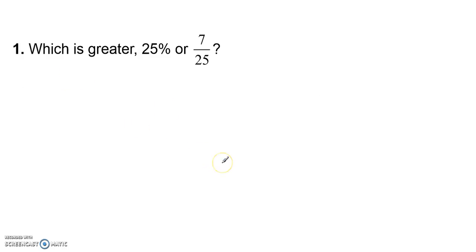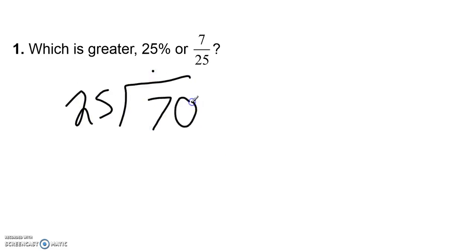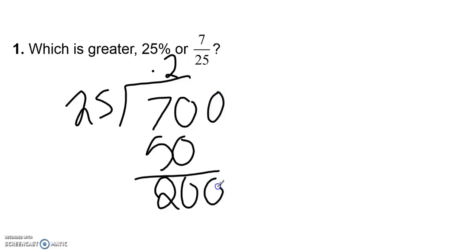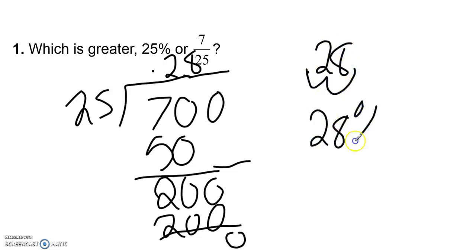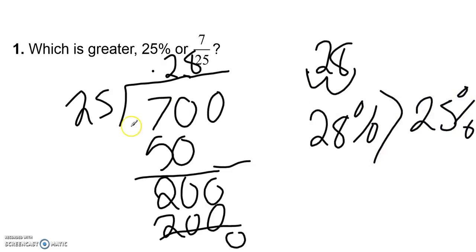Okay, which is greater? So we're going to put 25 out here, 7 in here, put a dot there, 0. This is going to be 2 because that's 50. And then that's 20 left over. Bring down a 0. And that is 8 because 25 goes into 200 8 times. So that's it. So we have 0.28. Bring that over twice. So 28%, and then I have that 25%. Which one is greater? The 28%.